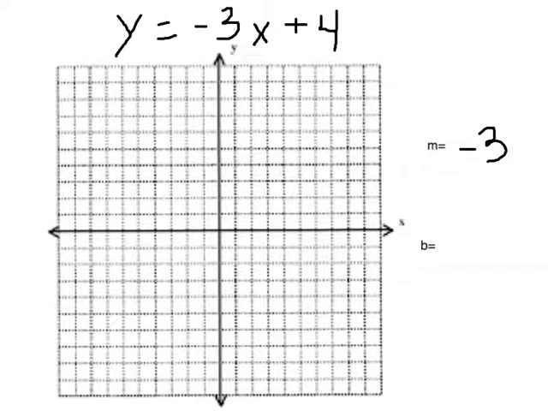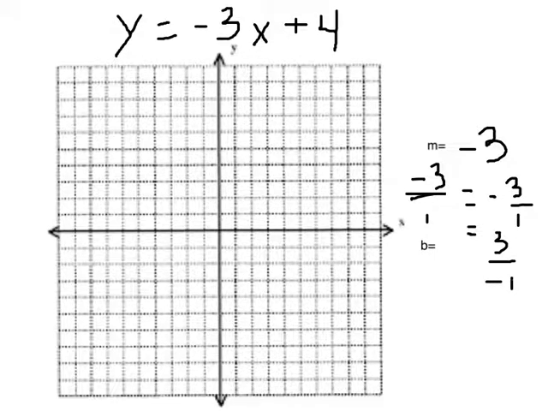What are some other ways that I can write this? Well, I know that it's my change in y over change in x, or my rise over my run, so I need to write it as a fraction. So I can put it over 1. I can also write this with the negative out front, negative 3 over 1, or I can write this with the negative on the bottom, 3 over negative 1.